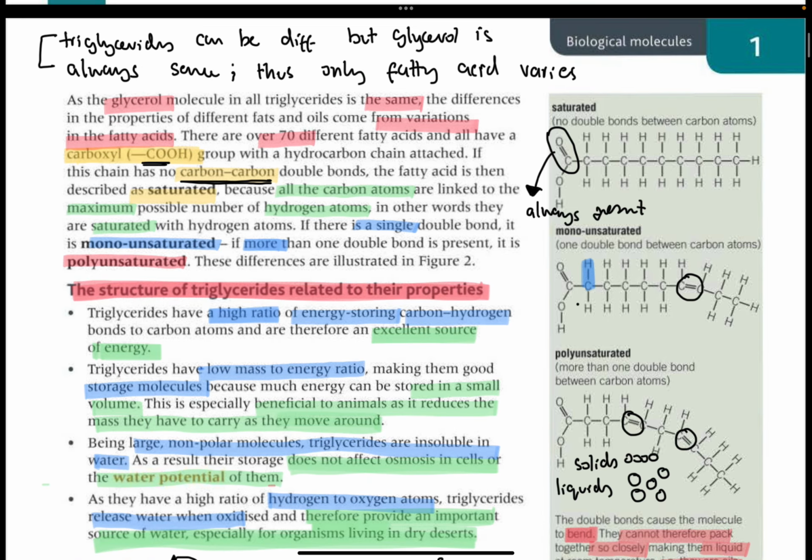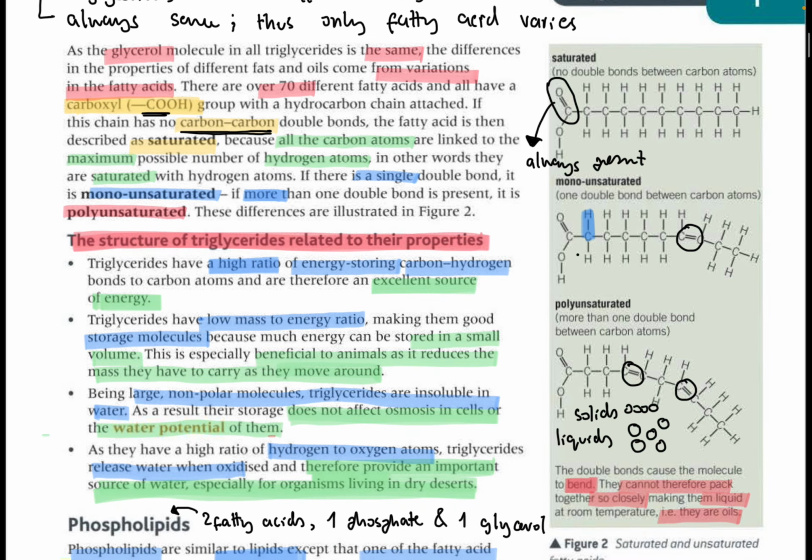Once again, just to go over it briefly, a high ratio of carbon-hydrogen bonds to carbon atoms means that a lot of energy can be released. Secondly, they are very compact. A large mass of fat can be stored in a small volume, meaning that especially for moving animals, it's great because it's less mass to carry, and they're also a great source of energy.